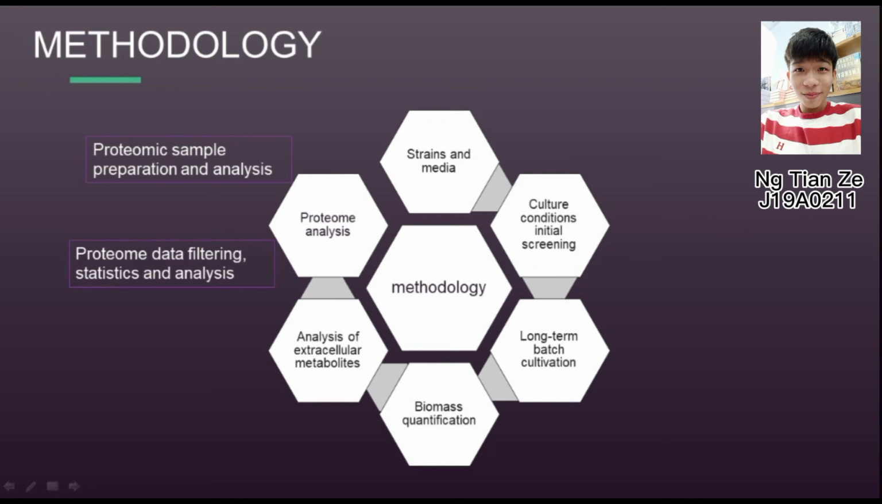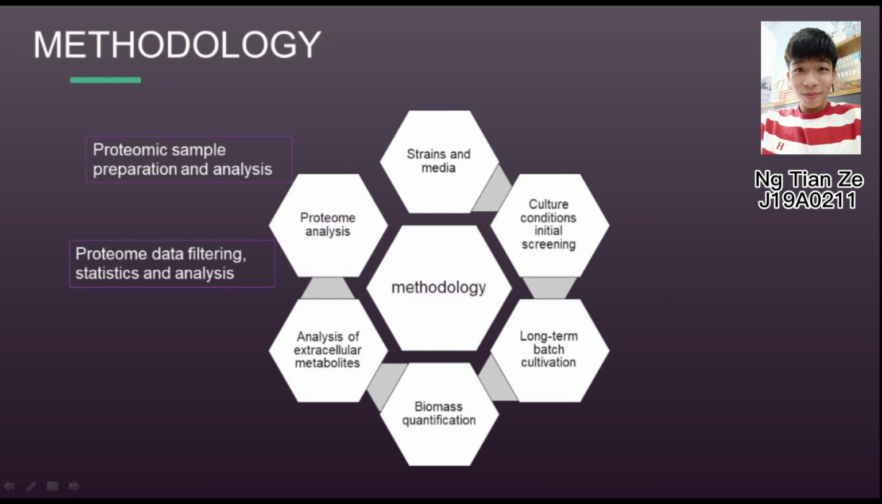Besides that, long-term batch cultivations are used to explore how the evolutionary process of propionic acid bacterial strains works in a heterogeneous environment where cells experience a stirring speed of 300 revolutions per minute, a constant temperature of 30 degrees Celsius, and the pH controlled at pH 7.